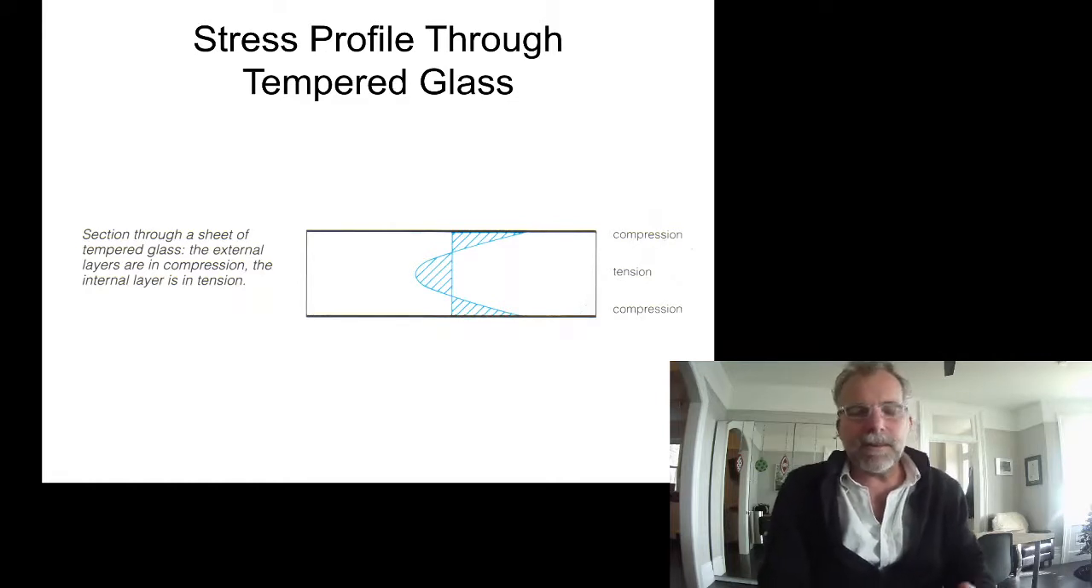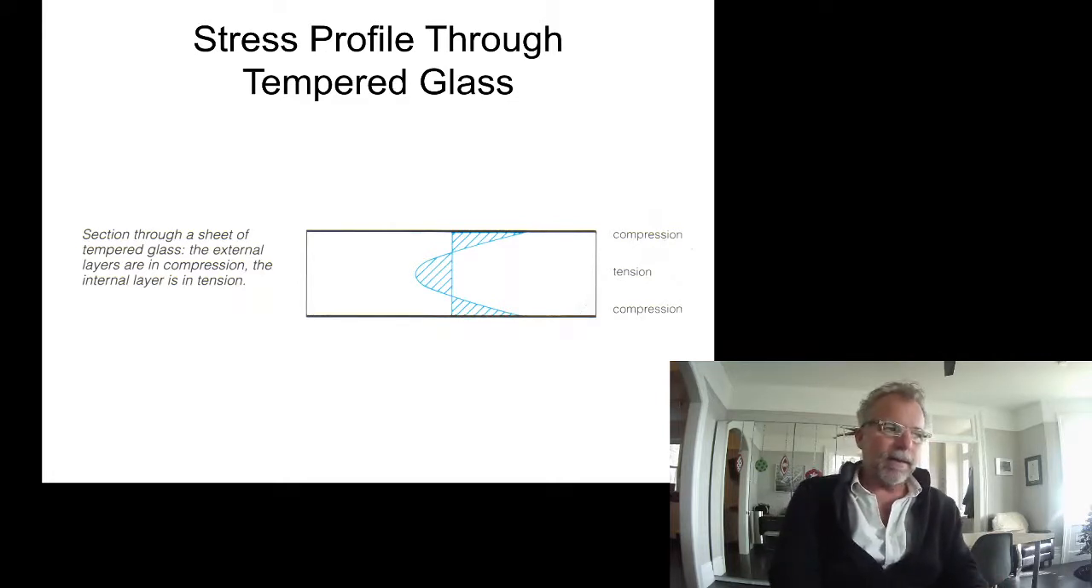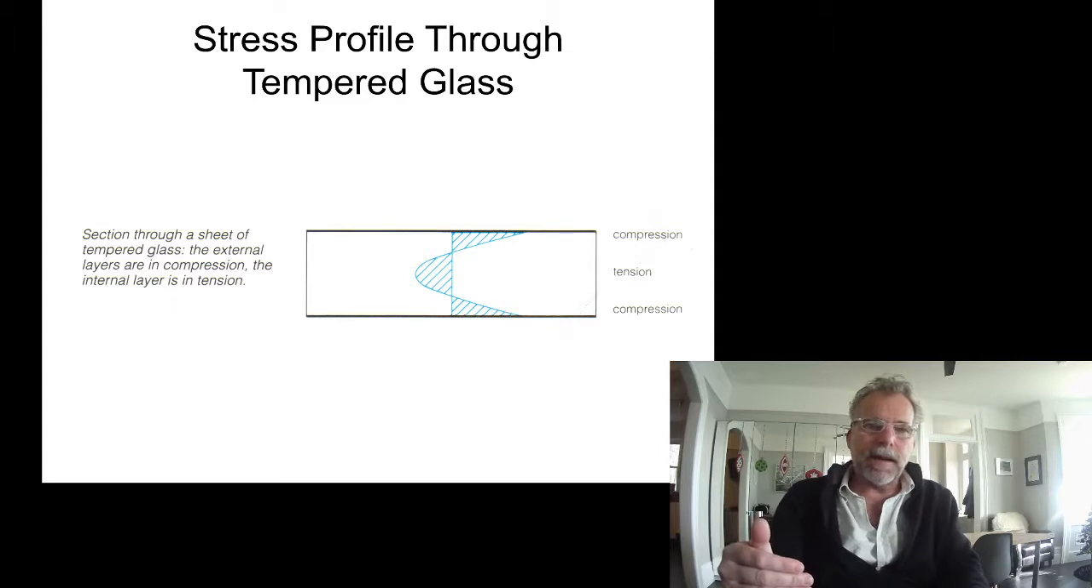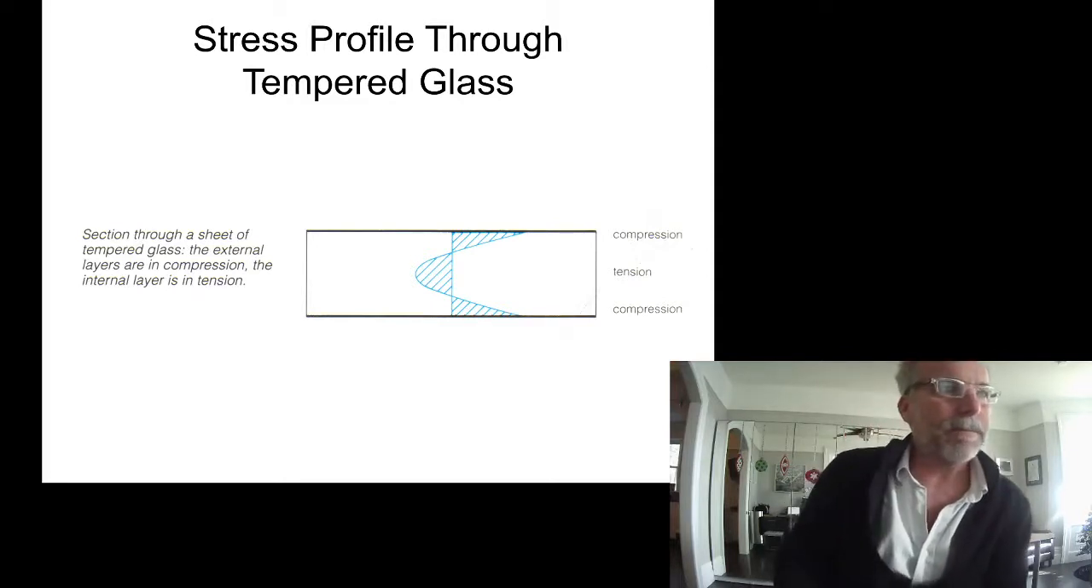So to put it in context, the allowable stress on regular annealed glass is something like 20 MPa. The allowable stress on heat strengthened glass is something like 40 MPa. And on tempered glass, it's 100 MPa. So it's effectively 5 times stronger than regular annealed glass.